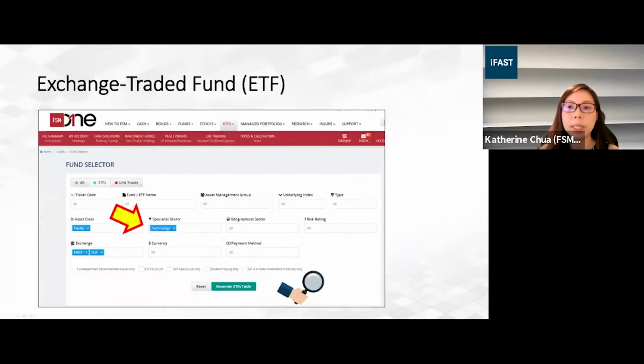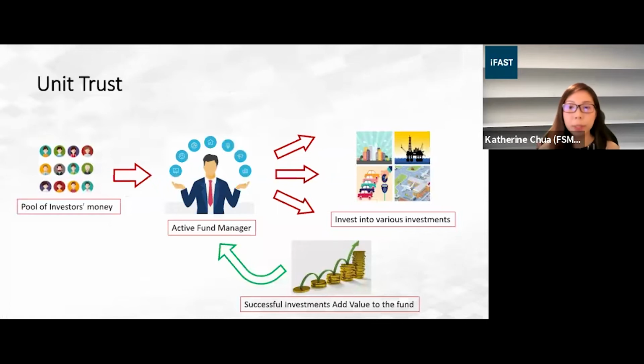So for more sophisticated investors, if you have a specific sector or parameters that you want to filter, you can use our ETF Selector Tool. It helps you to filter specific segments or currency exchanges, or even to see if they are CPF or SRS approved. So moving on, unit trust investments are also similar to ETFs.